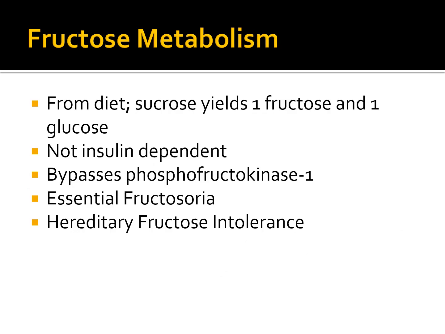Then we have your fructose metabolism. So this is mainly from diet, and sucrose yields 1 fructose and 1 glucose. This is not insulin dependent, and this bypasses your phosphofructokinase 1, and your deficiency would lead to essential fructosuria and hereditary fructose intolerance.